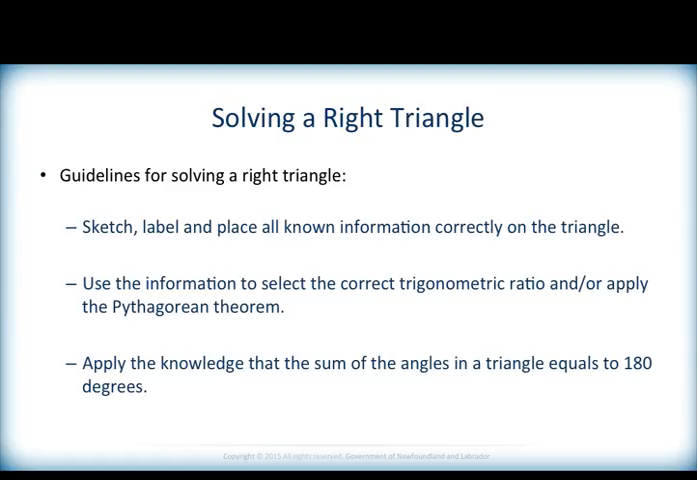Apply the knowledge that the sum of the angles in a triangle equals 180 degrees if you're trying to find a third angle. And if you need to find the third side of a right triangle, you can use a trigonometric ratio, but the Pythagorean theorem could be applied a little more easily.